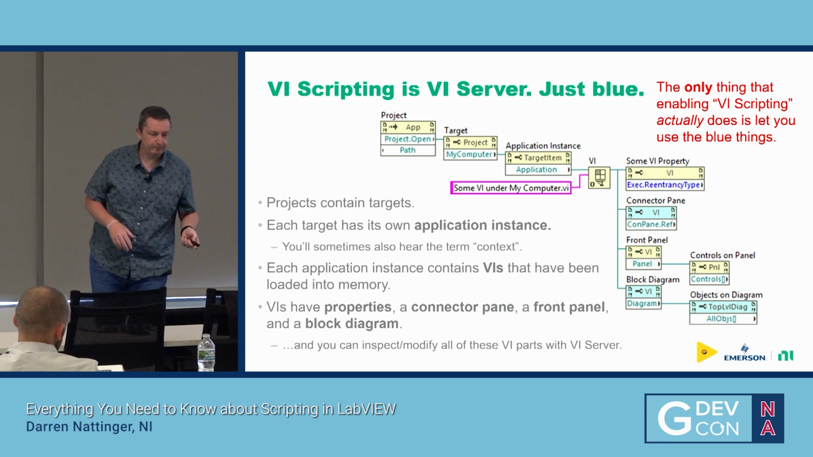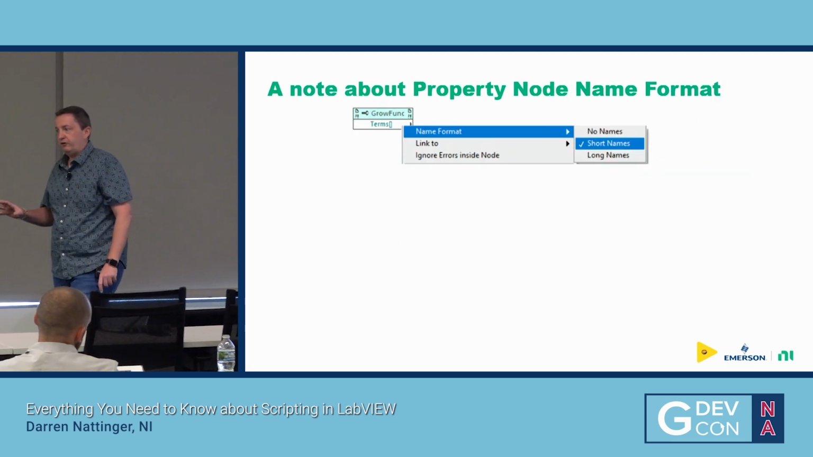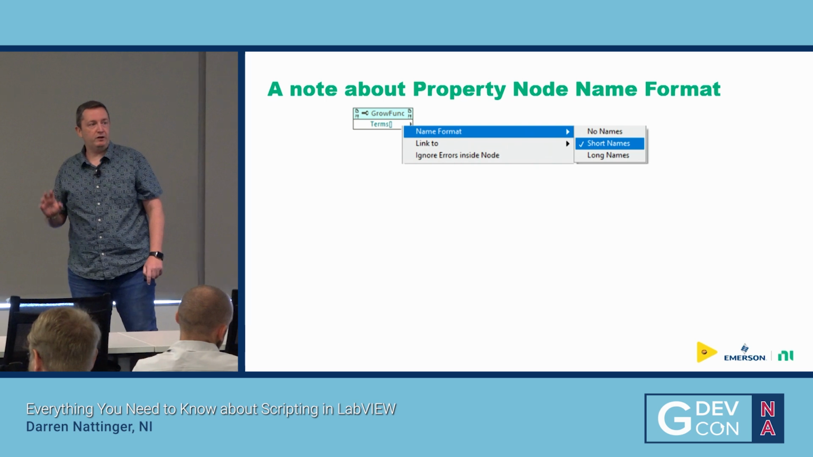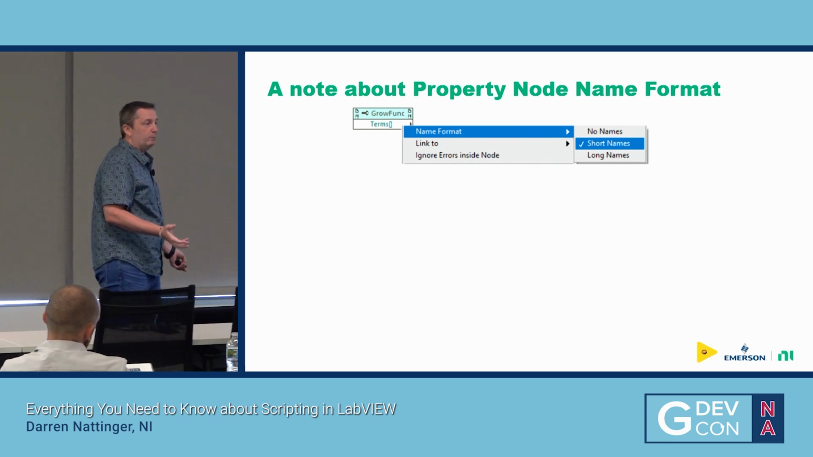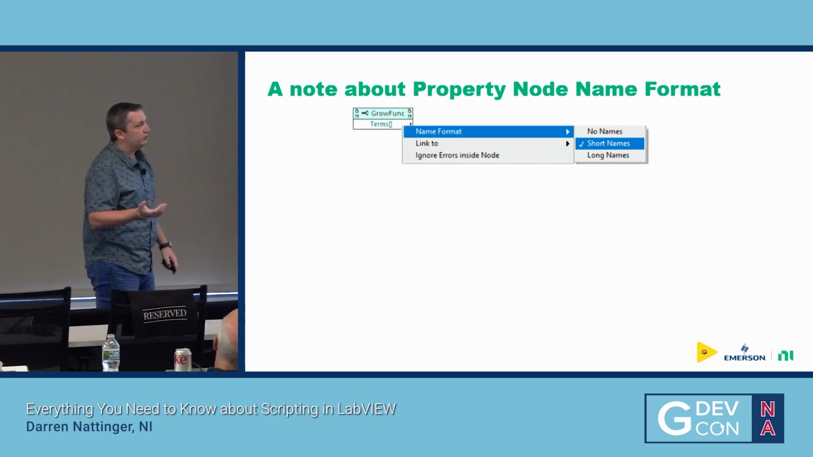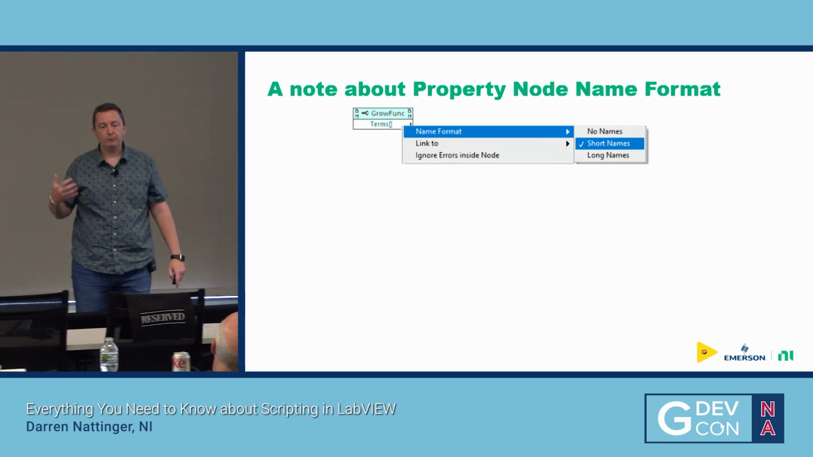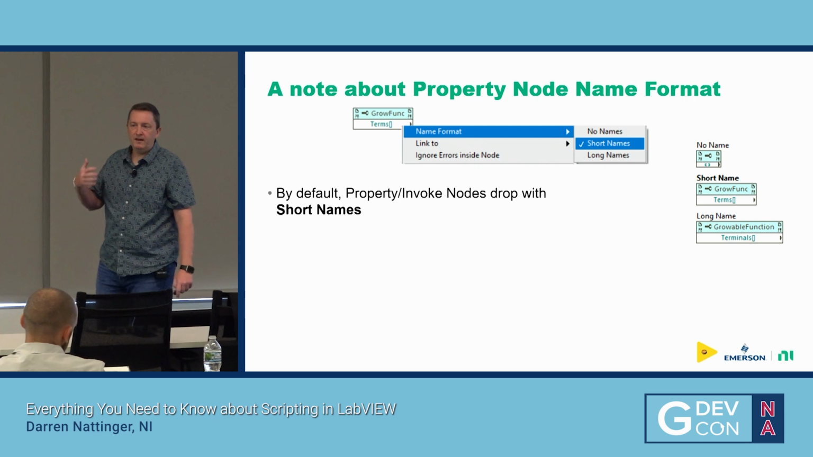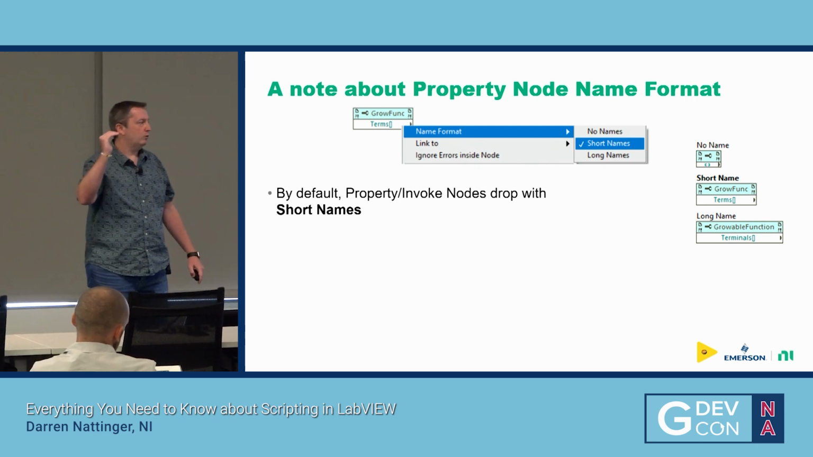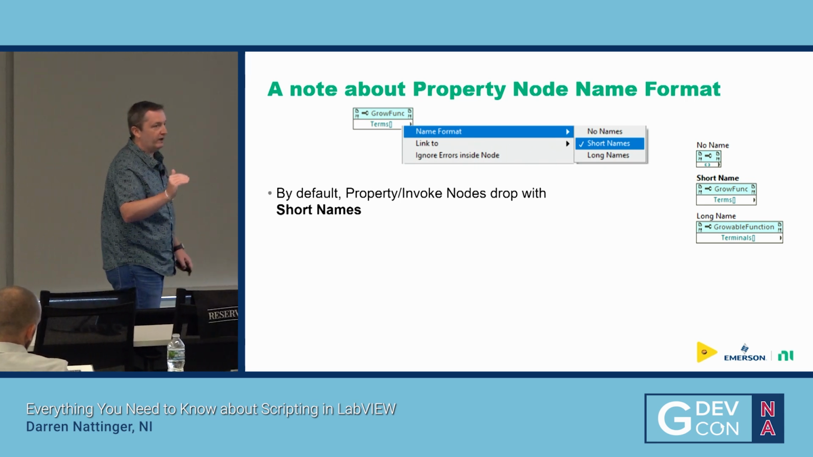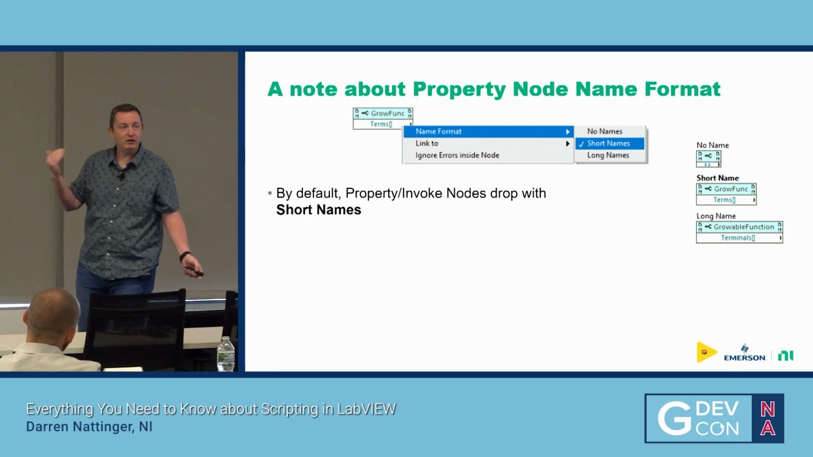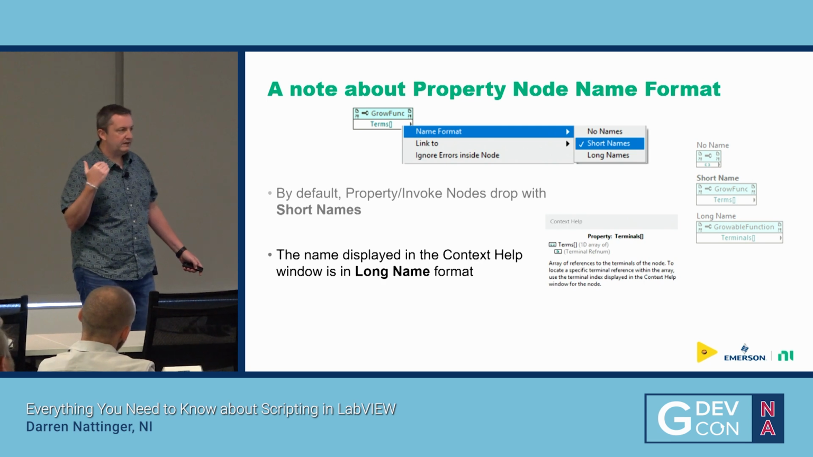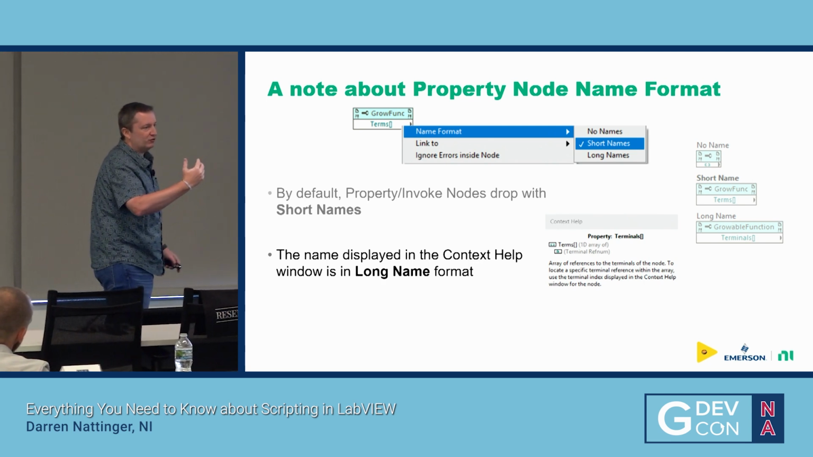So one quick note I want to mention, property node name format. Maybe you've never looked at this right-click option on property nodes or invoke nodes before, but you can change the name format between no names, short names, and long names. If you set it to no name, you want to watch the world burn. So don't do that. If you set it to short name, that's fine. That's the default. And then you can also set it to long name. Now, long name matches the name that shows up in context help.